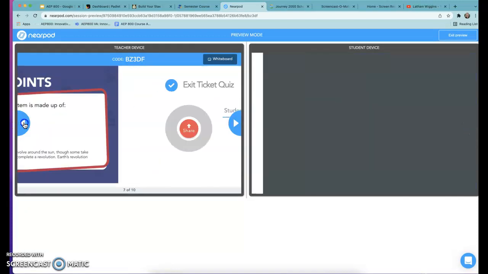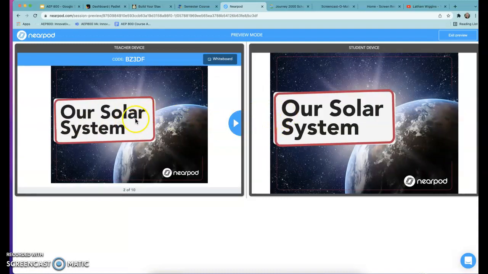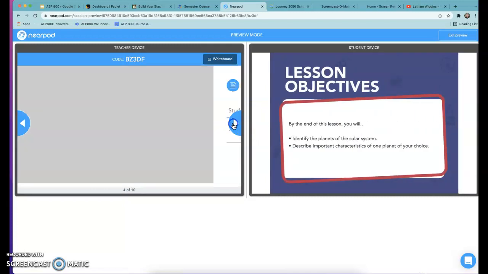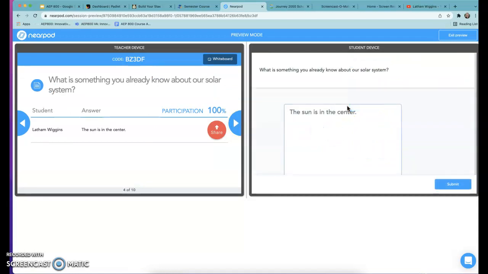Let me get back to the beginning. All right, so here's the beginning of the lesson. Again, teacher on the left, student screen on the right. As we go through it, here's your lesson objectives. So you could start with an open-ended question. What is something that students already know about the solar system is the example here, and I know my solar system knowledge is pretty vast. The sun's in the center.